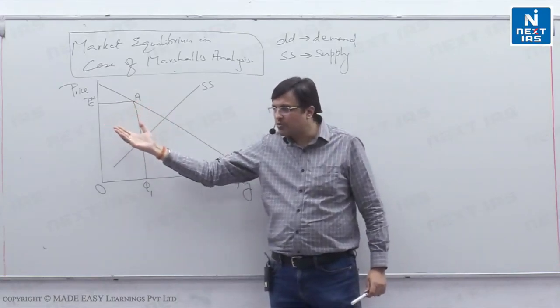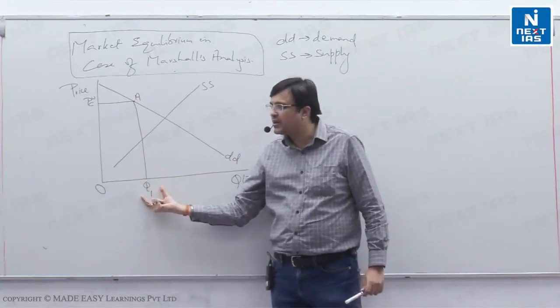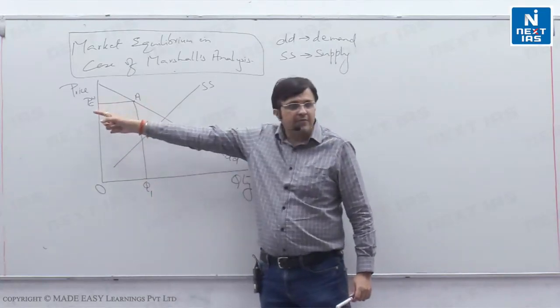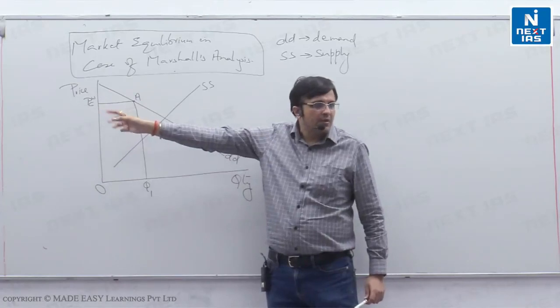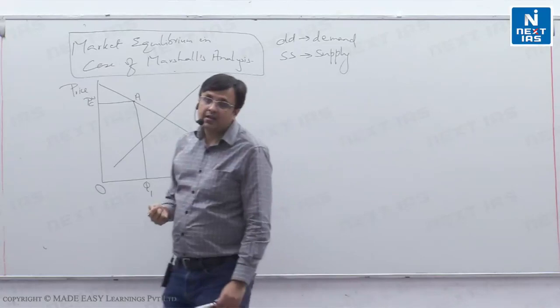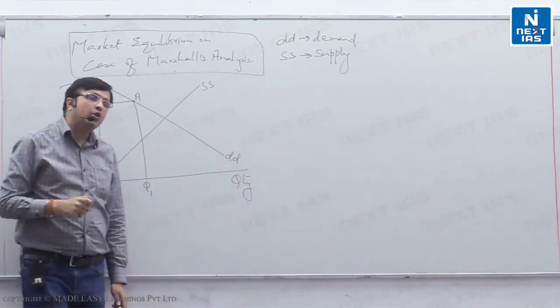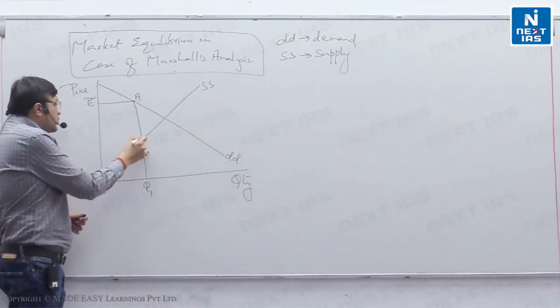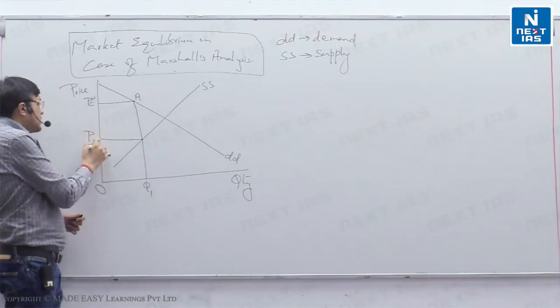That if you tell a consumer, how much are you willing to pay for this much output? The consumer said, look, I'm willing to pay this P_CW, the price that the consumer is willing to pay. On the other hand, at the same level of output, this is the producer's willingness to sell.